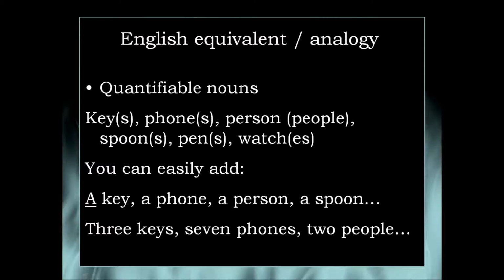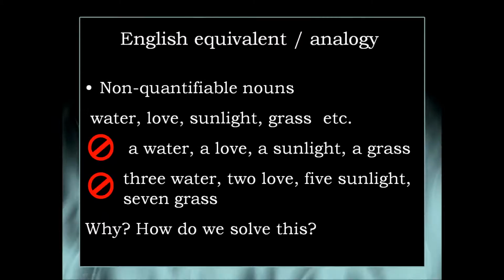You don't have to add any other word in between the word 3 and the word keys, but in Chinese, you do. However, this is not completely foreign to us in English, because in English there are some words that are non-quantifiable nouns, and for non-quantifiable nouns, English itself needs quantifiers to speak about these nouns in numbers. So this will illustrate it. Water, love, sunlight, grass. These are examples of some nouns in English that are non-quantifiable. So you can't say a water, a love, a sunlight, a grass. And you also can't say 3 water, 2 love, 5 sunlight, 7 grass. That doesn't really make sense. The moment you hear it, you can tell it doesn't make sense.